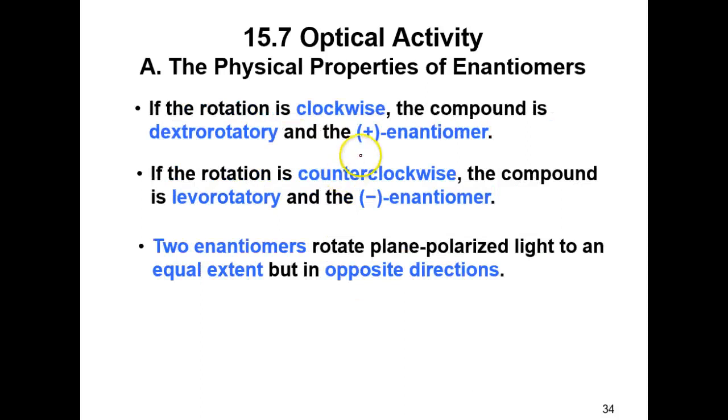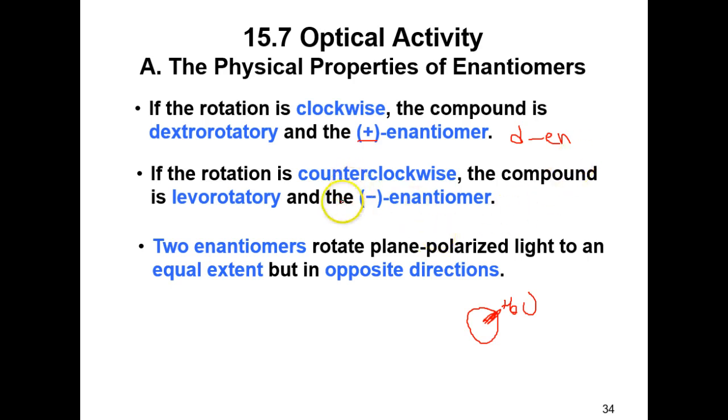If the rotation is clockwise, that means if I have the analyzer and the light is going this way, and I get a positive, like 60, that's what's called the dextrorotatory, or the plus enantiomer, or the D enantiomer. You remember we saw L-DOPA, there's L-DOPA and D-DOPA. Well, D-DOPA is the enantiomer that goes to the right on plane polarized light.